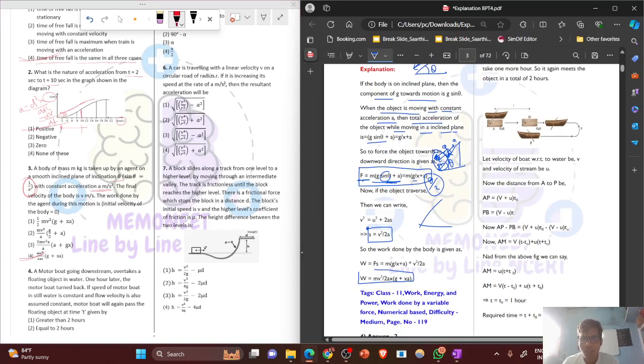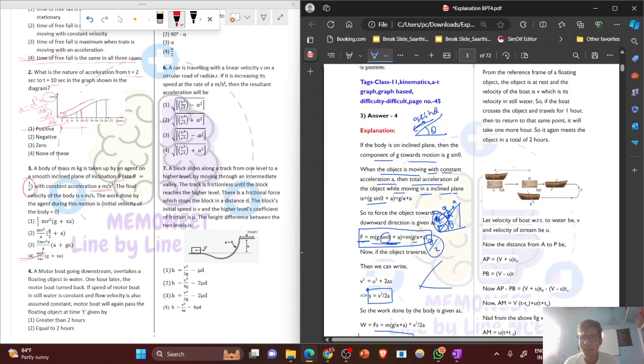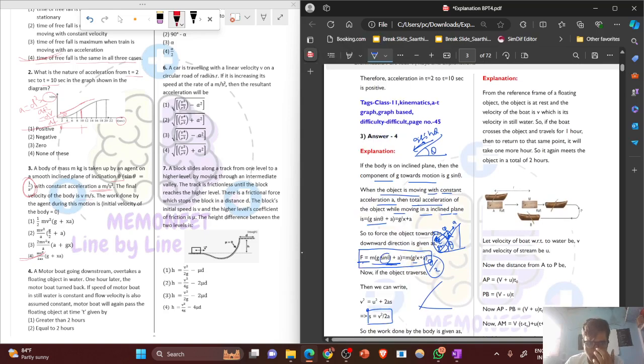So now moving to the explanation of the question, as you can see, it's a very famous question actually. This type of question is also given in Erodo. It's a very famous question. From the reference frame of the floating object, the object is at rest and the velocity of the boat is v, which is the velocity in still water.